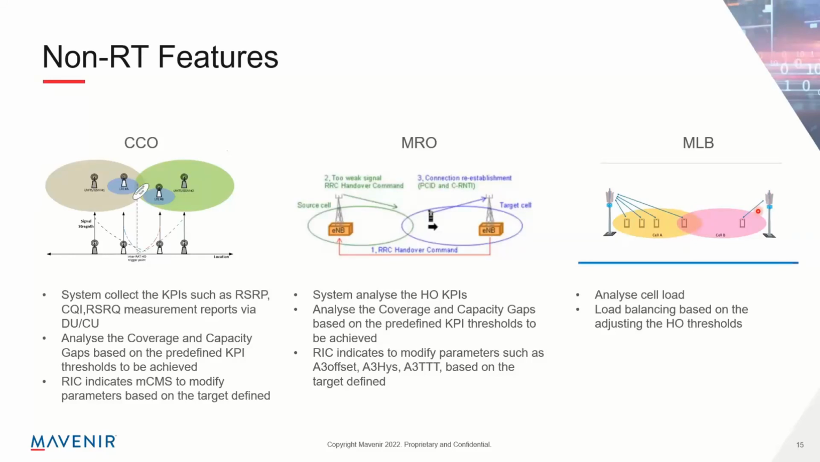Unlike the near real-time RIC, it won't send exact messages to a particular UE, but it is more an indication as a cell parameter for that particular cell.